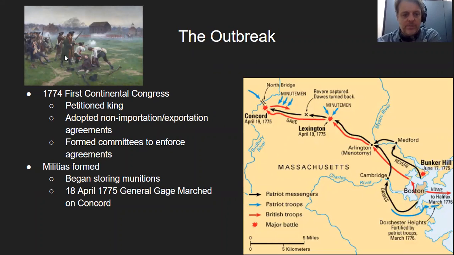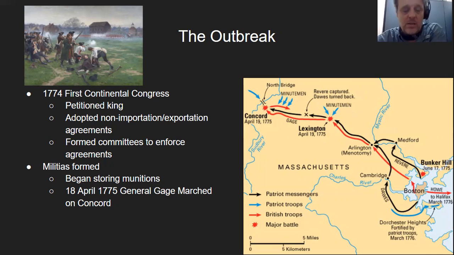So at the outbreak, this is on Lexington Green, 1774, the First Continental Congress. They petitioned the king. We talked before about the Intolerable Acts, the Boston Tea Party, the Boston Massacre, you know, all the tensions that were going on between the North American English colonies and Britain itself.